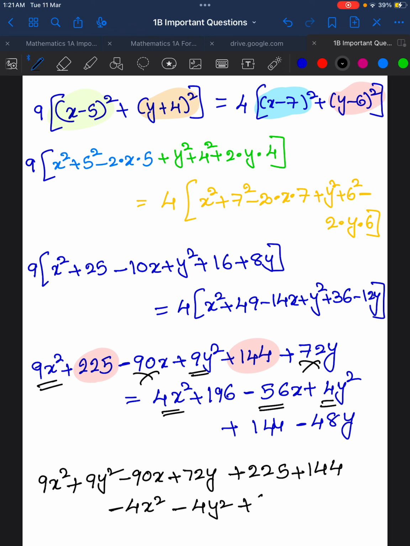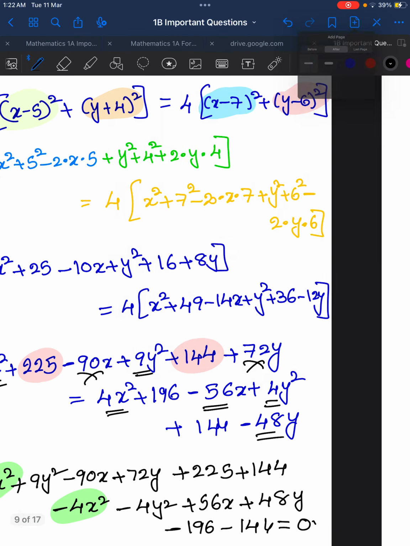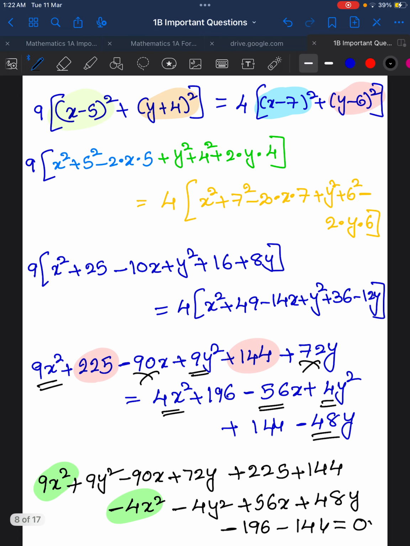If we take it to the left side, it will become plus 56x, minus 48y, it will become plus 48y. Numbers: minus 196 minus 144 is equal to 0. Now what we can cancel and how to simplify, all of you carefully. 9x square minus 4x square, so it will become 5x square. I am writing here 5x square. Next, y square terms we are checking. What are y square terms? 9y square minus 4y square. It will be 5y square.